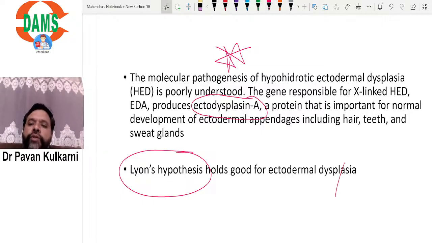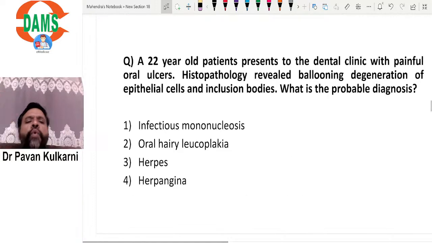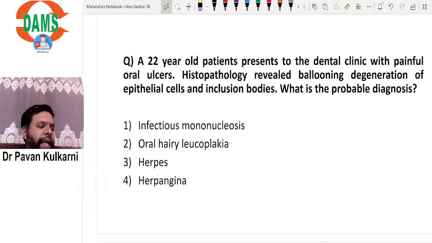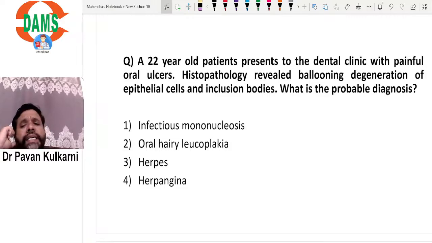Now, moving on to the next question here. Any doubts till now? Whatever we have discussed, any doubts? Please let me know. A 22-year-old patient presents to the dental clinic with painful oral ulcers. Histopathology revealed ballooning degeneration of epithelial cells and inclusion bodies. What is the probable diagnosis?